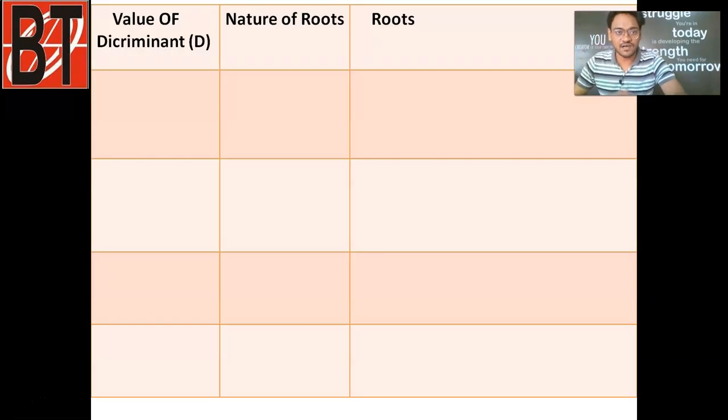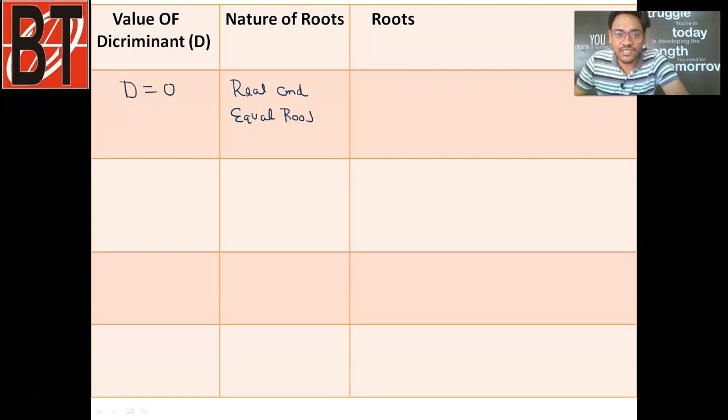Okay, students. In this table we will put the value of discriminant, then nature of roots, and what exactly the roots are. So let me just fill the first row of this table, value of discriminant. The value of discriminant d is equal to 0. Then nature of roots. The nature of roots are real and equal. So real and equal roots are there.